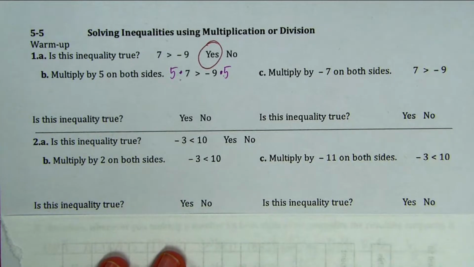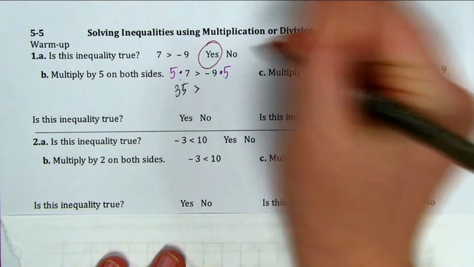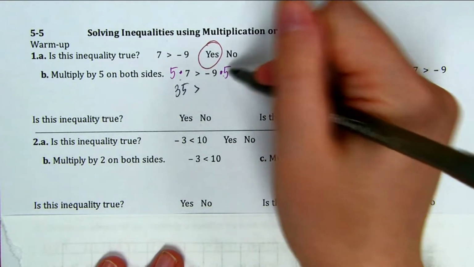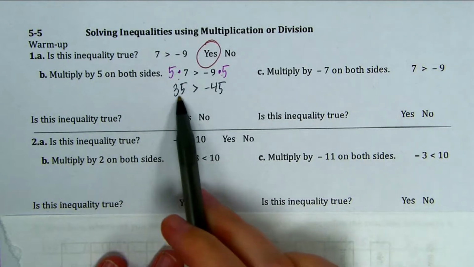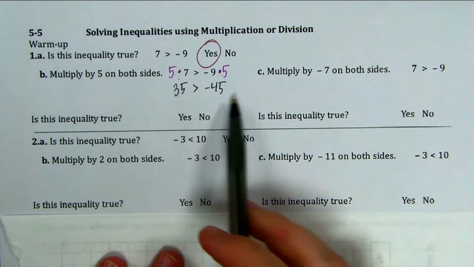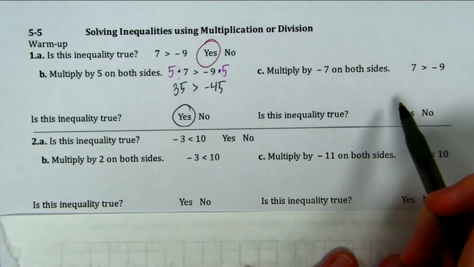So when we go ahead and do this, 5 times 7 will give us 35. We bring down the inequality sign, and negative 9 times 5 will be negative 45. So is it true that 35 is greater than negative 45? Yes, that's true.